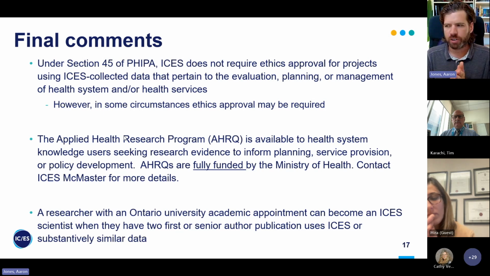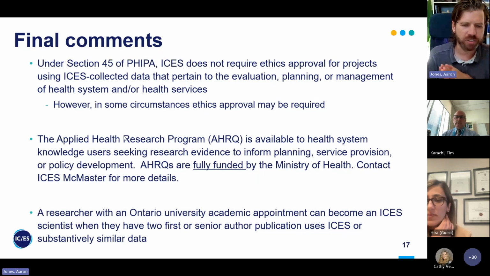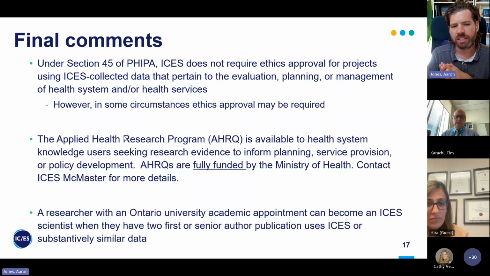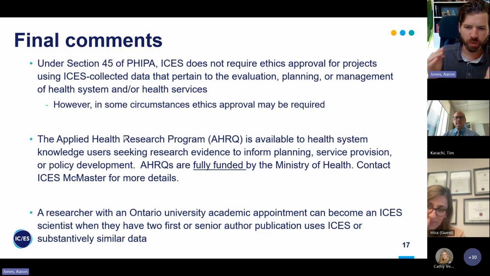And lastly, if you were curious about what it might take to become an ICES scientist, you need to have an Ontario University academic appointment, and then two publications as first or senior author that either use ICES data or substantively similar data. And again, being an ICES scientist, obviously you don't get any funding for that, and it's not employment. It's merely an affiliation that then allows you to be the ICES scientist who's responsible within that project team.